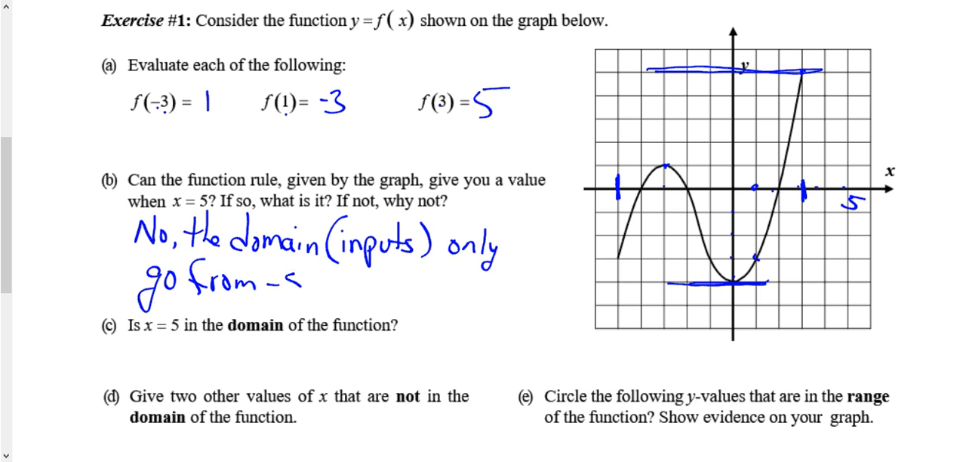From -5 to 3. In other words, this, okay? So this is one way to represent our domain. You've seen that before, right? X, our inputs, are between -5 and 3.